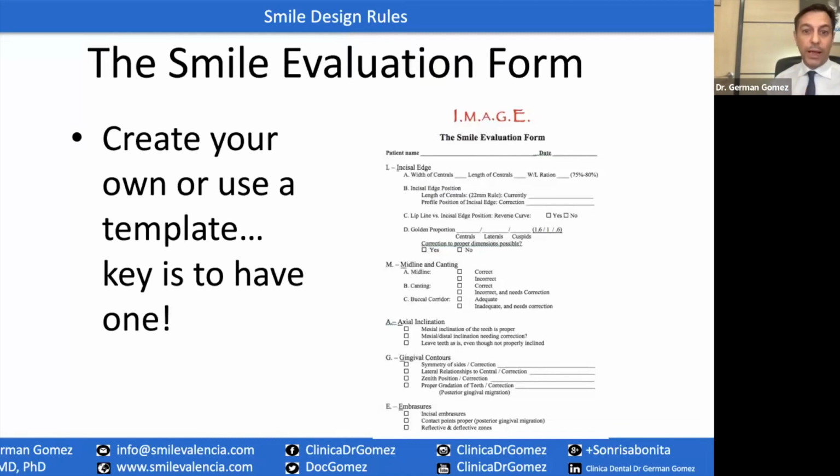One of these possibilities is that you create a smile evaluation form. Okay, you create your own, or use a template. The key is to have one. Okay, so that you don't forget any of the steps, you just put that in a form and you go through those steps.